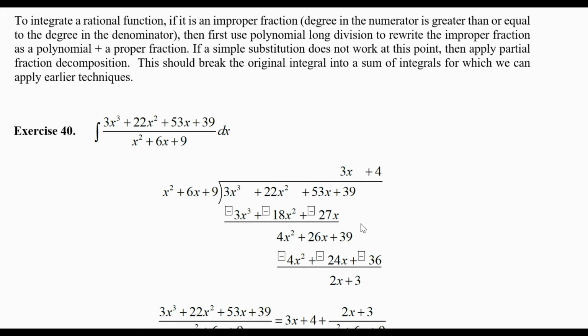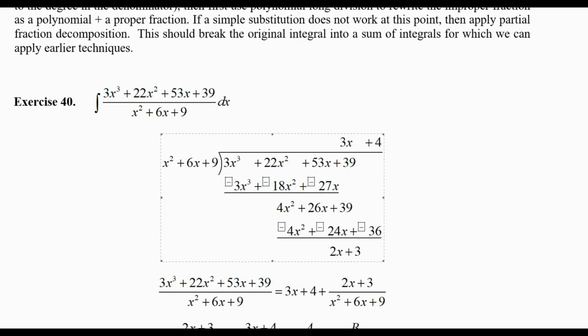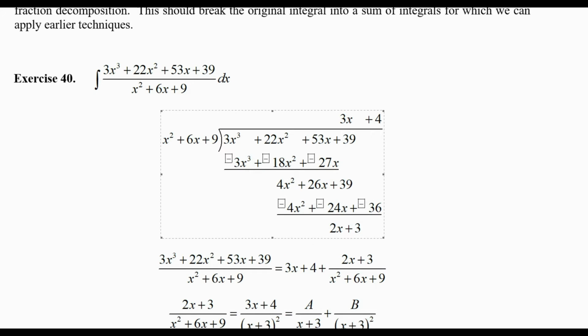So we have a quotient and a remainder. And so that means we can take our improper fraction and write it in a form similar to a mixed number. We have a polynomial, 3x plus 4, plus a proper fraction. Now when it comes time to integrate, integrating this polynomial part is going to be pretty easy. The fraction part, well, maybe we need to do something with that.